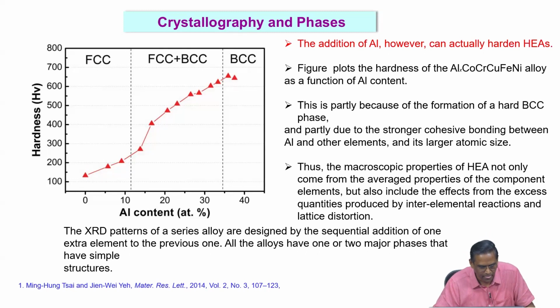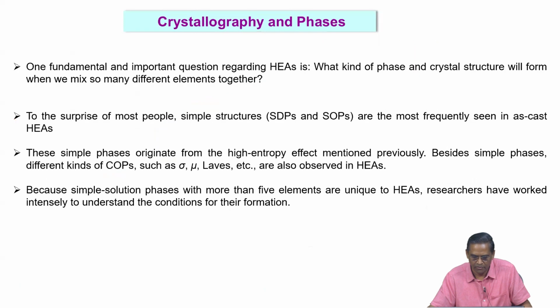So now we will go to another interesting question. What is the question here? What kind of phase or crystal structure will form when we mix so many different elements together? How do we know? We are going to just mix randomly, and what kind of phase will form, already we have some idea. Phase selection rules, we have talked about it. What about crystal structure? So, that is the question. What kind of crystal structure will form when we mix so many different elements together?